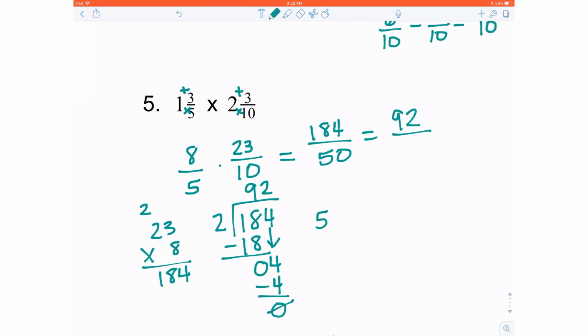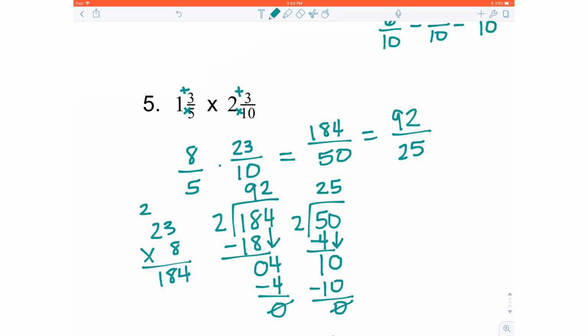And 50 divided by 2, I'll work it out for you. 2 goes into 5 2 times. 2 times 2 is 4. 5 minus 4 is 1. We bring down that 0. 2 goes into 10 5 times. 10 minus 10 is 0. So 92 over 25. These are no longer both even numbers, so we can't divide them by 2.